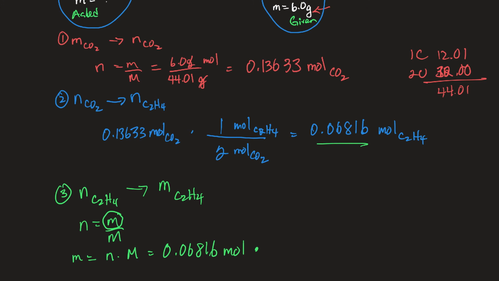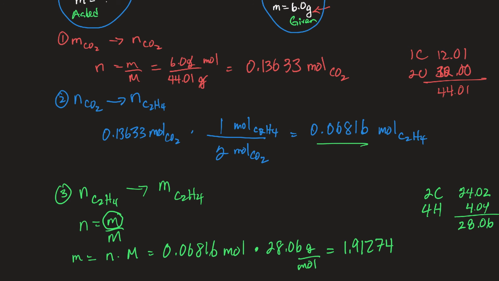I don't know that. But I know there's 2 carbons and 4 hydrogens. Carbon's 12.01 times 2 would be 24.02. Hydrogen's 1.01 times 4 would be 4.04. So it looks like I've got 28.06. So this would be 28.06 grams per mole. Okay, so take what's on my calculator and just go times 28.06. And I'm getting 1.91274 grams. The moles will cancel.